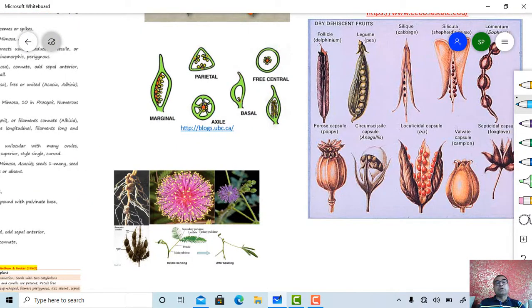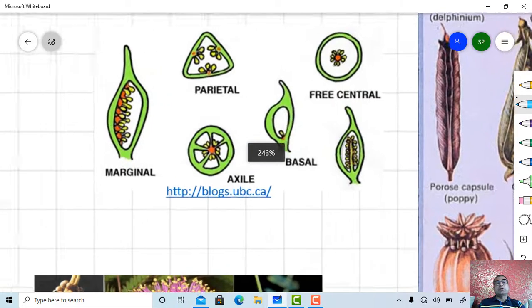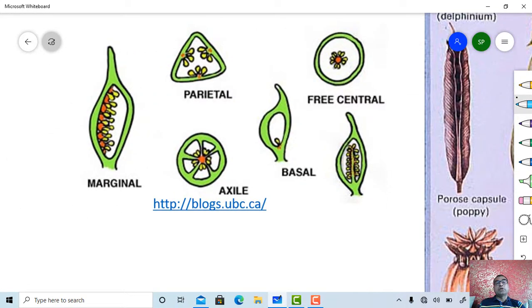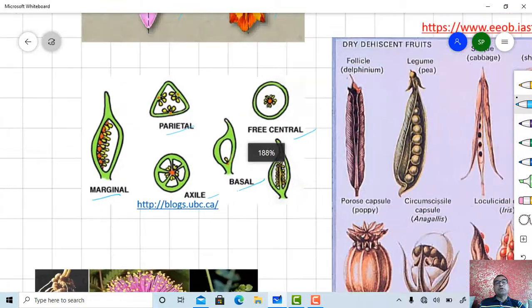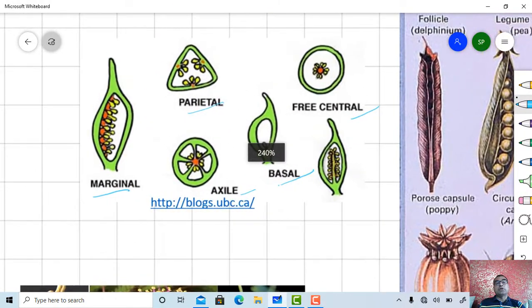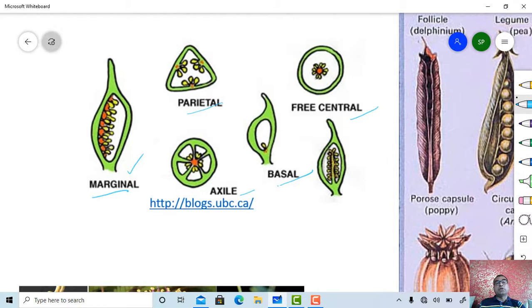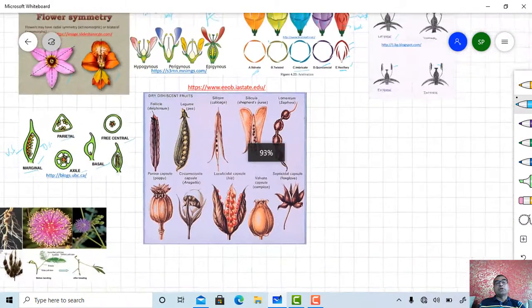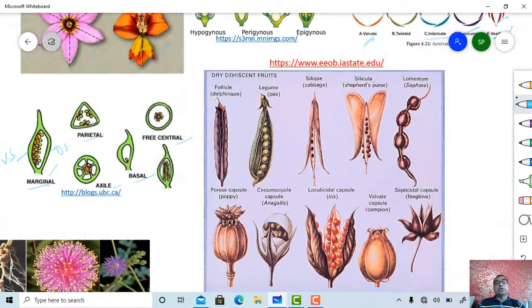Just see here again some of the figures of placentation. This one is marginal placentation, parietal placentation, axile, basal, and free central type of placentation. In the Mimosaceae family, marginal type of placentation will be present. This one will be the ventral suture, and this one becomes the dorsal suture. Just see the types of fruits here. Legume or pod type of fruits are present, as well as lomentum type of fruits.